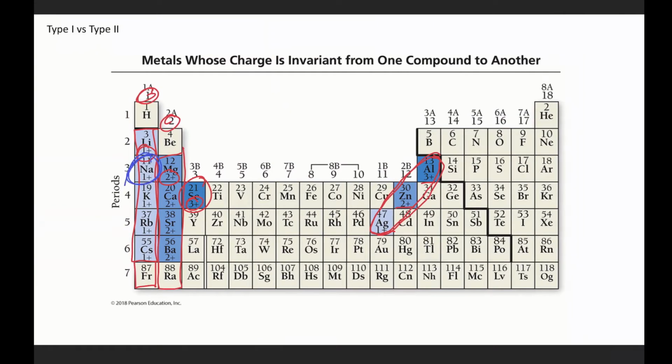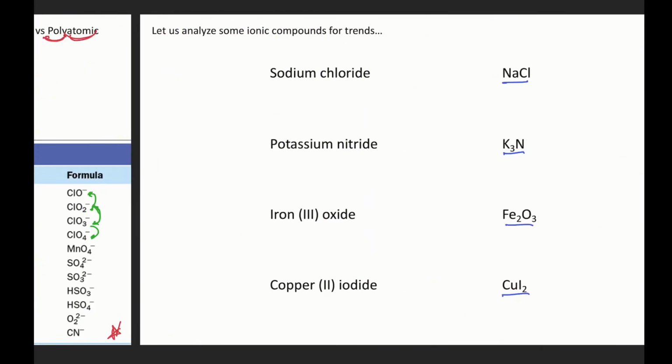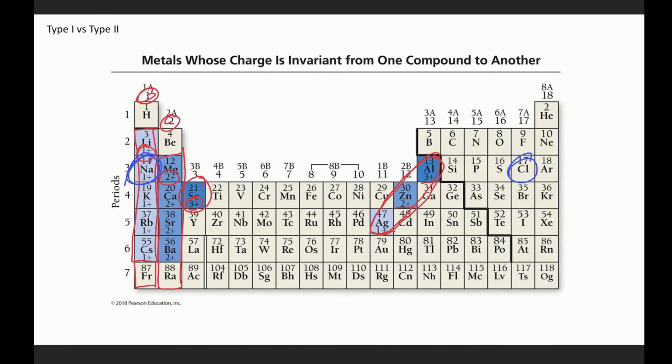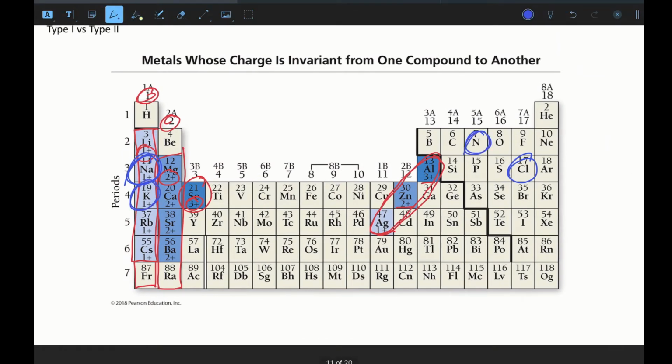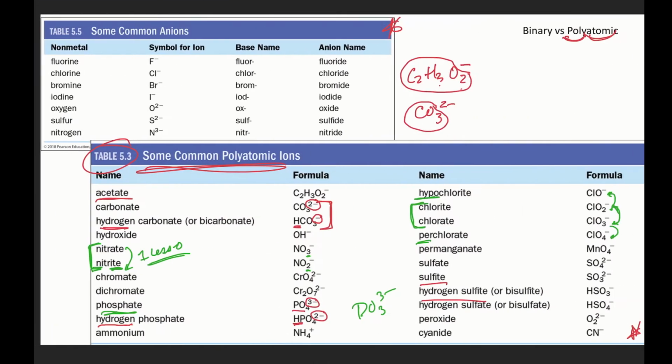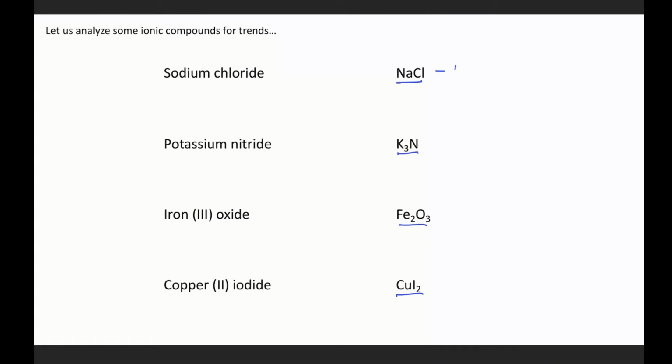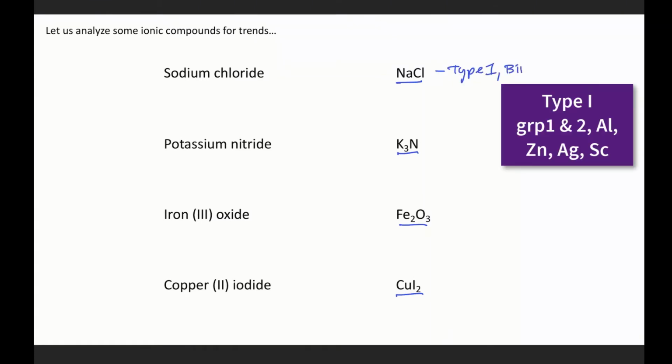We would go look at our periodic table. We would find sodium is a metal, chlorine is a nonmetal. We would find that potassium is a metal, nitrogen is a nonmetal. And for both of those, we would see that those metals fall into the type 1 category. So these would be type 1 binary.